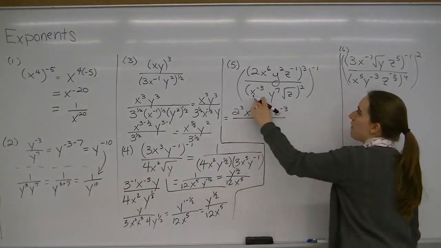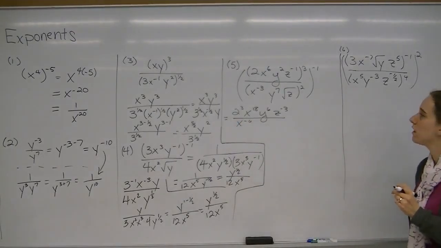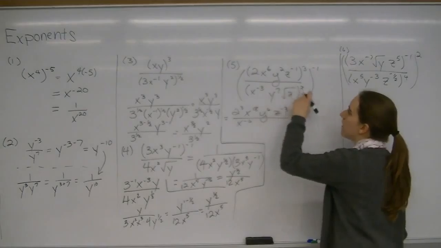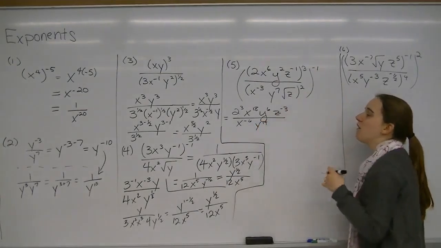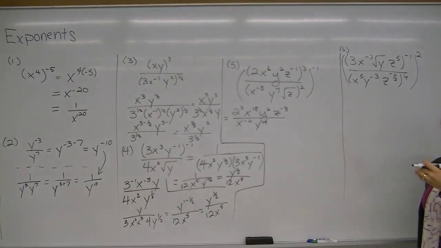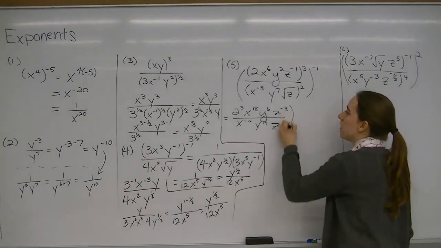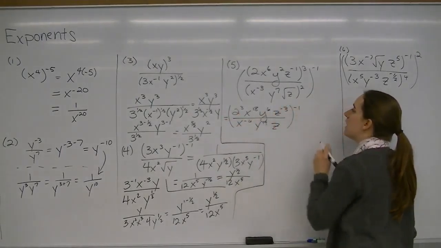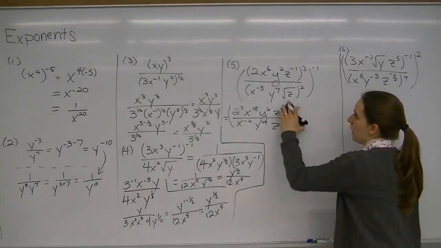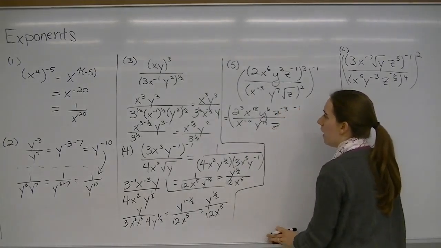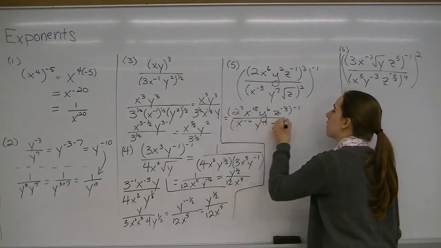On the bottom, I have x to the negative 3, so x to the negative 6th when I raise that to the 2nd power, y to the 7th squared, so y to the 14th, and then I have z, the square root of z squared, or z to the 1/2 squared. That's just going to be z to the 1st. And then this whole thing has a negative 1 power. But that means that I'm taking the numerator to the negative 1st power, and also the denominator to the negative 1st power.